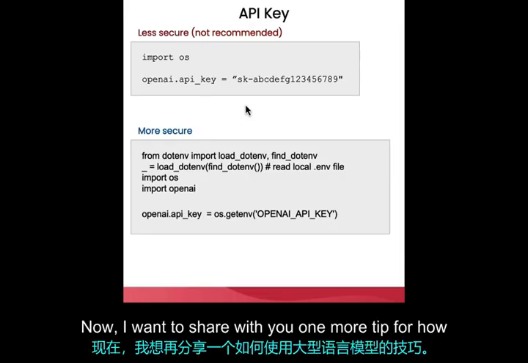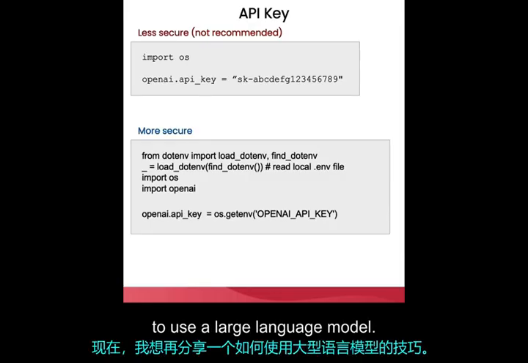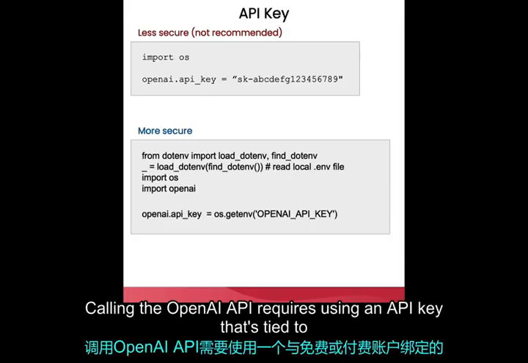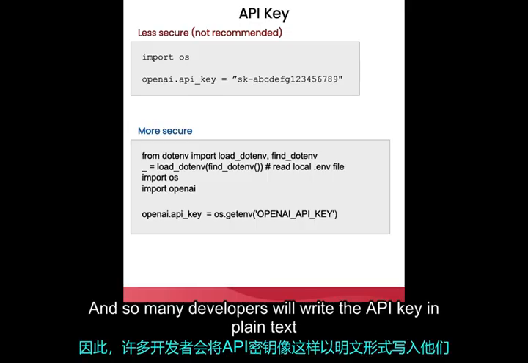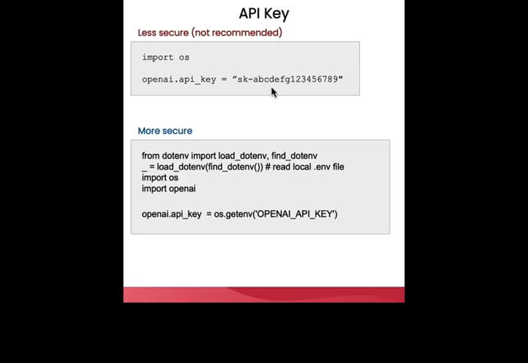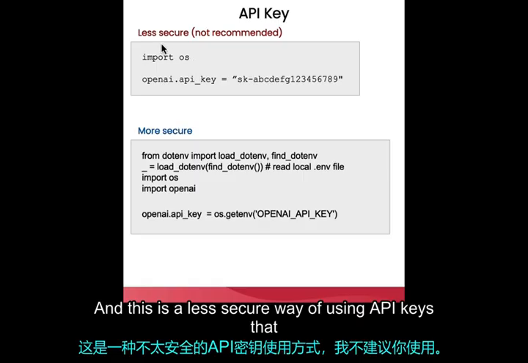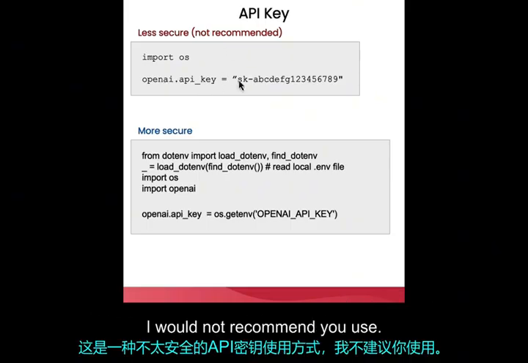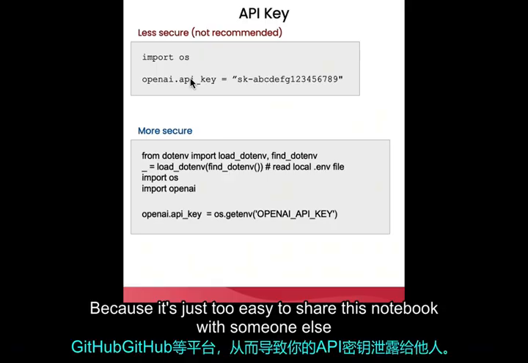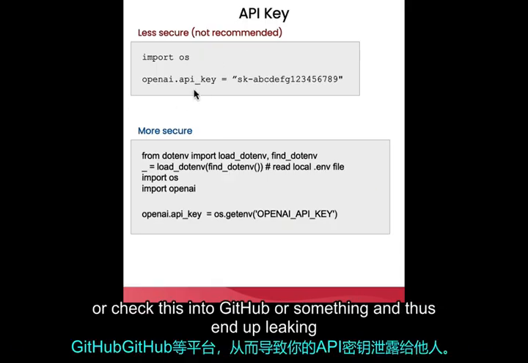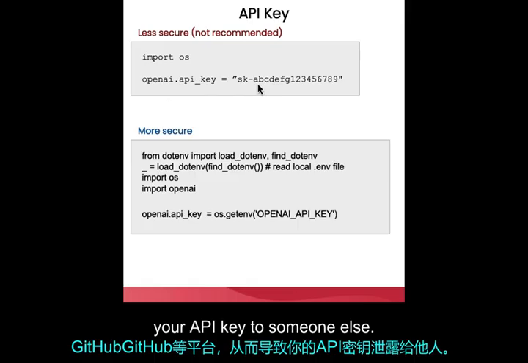Now, I want to share with you one more tip for how to use a large language model. Calling the OpenAI API requires using an API key that's tied to either a free or a paid account. Many developers will write the API key in plain text like this into their Jupyter notebook. This is a less secure way of using API keys that I would not recommend, because it's just too easy to share this notebook with someone else or check this into GitHub and thus end up leaking your API key to someone else.